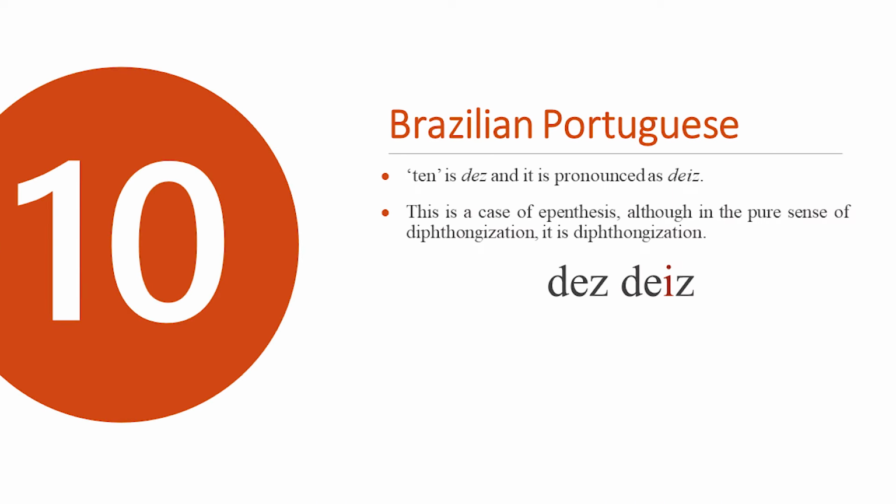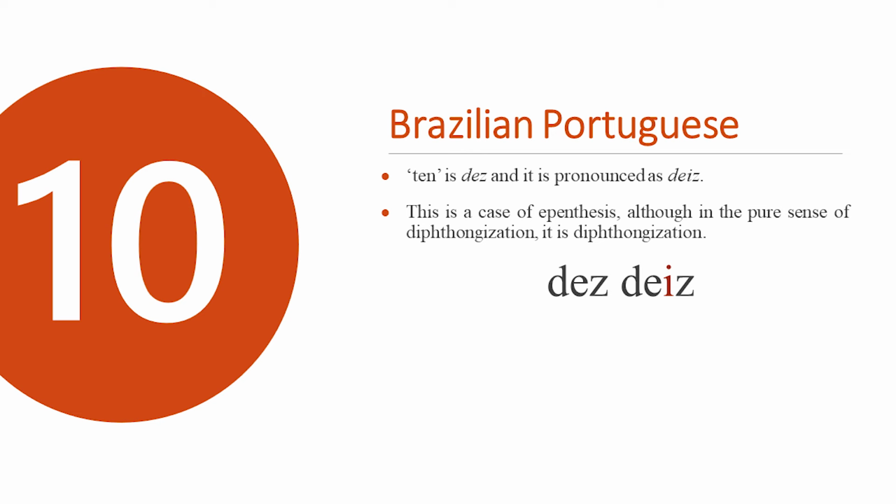For example, in Brazilian Portuguese, the word for 10 is des, but in actual pronunciation, people say days. When you say days instead of des, it means that you're diphthongizing a into a.